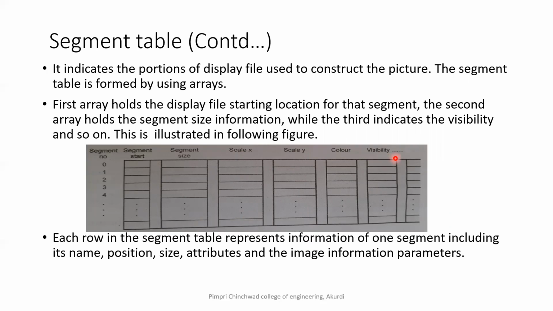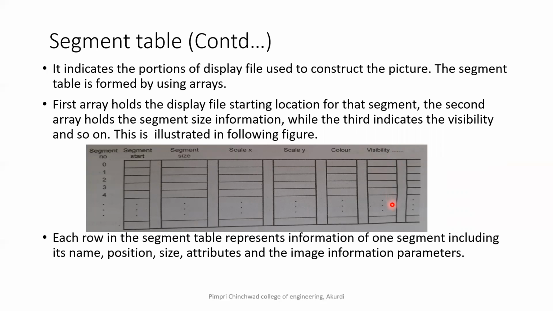If the visibility is set to on, that means the segment is to be displayed on the display device. If the visibility is set to off, that segment won't be displayed on the display device. So suppose we are applying the hidden surface removal algorithm. Those surfaces which are behind other surfaces, in that case the visibility will be set to off. Only the front surface which will ultimately be displayed, the visibility of that surface will be set to on over here.